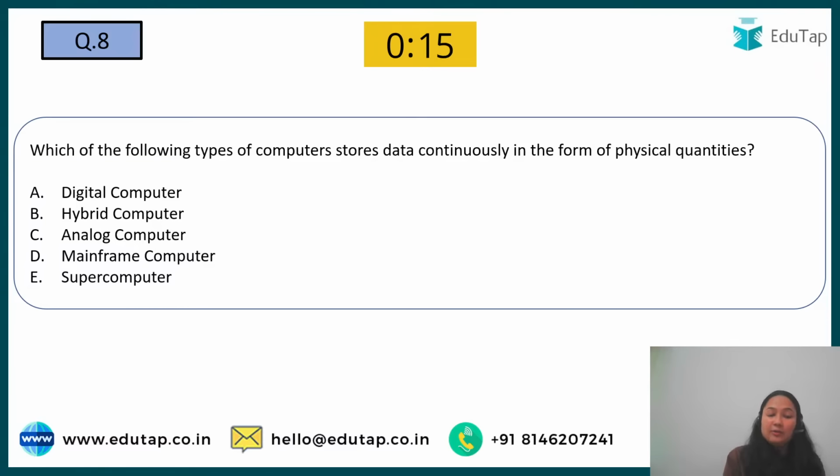With analog computer, we were able to get the physical quantities while we were asking the question. After that, opposite to it, we had digital computer, where we get the digital value. And a mix of these two is the hybrid computer.